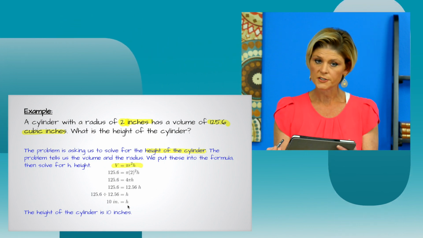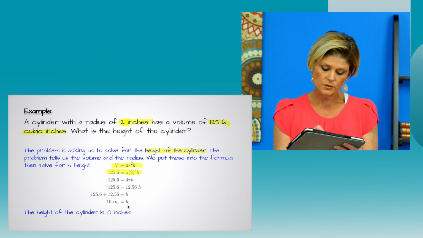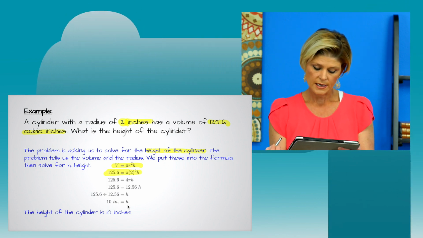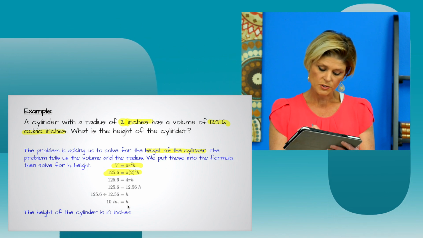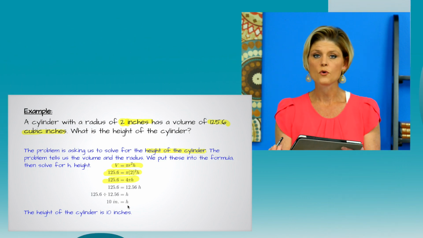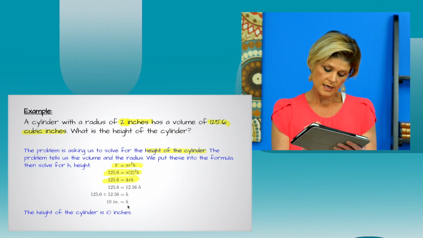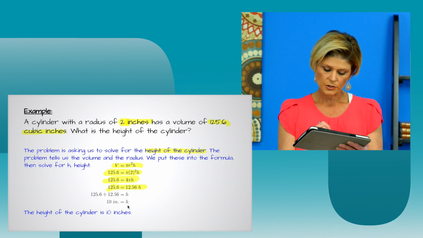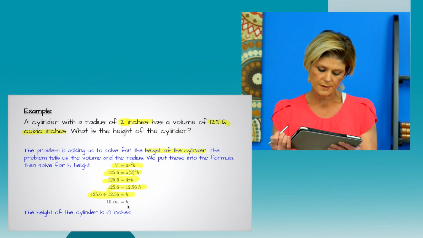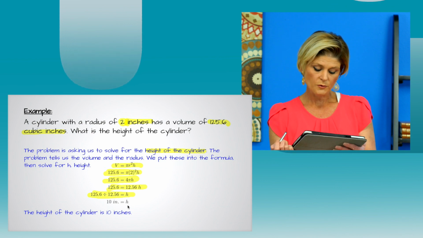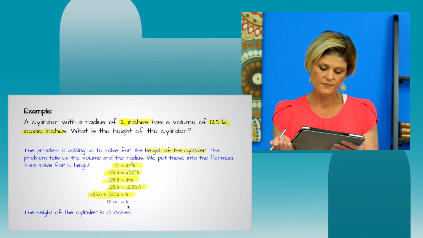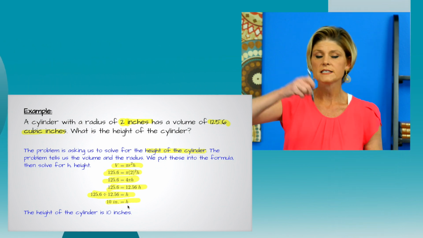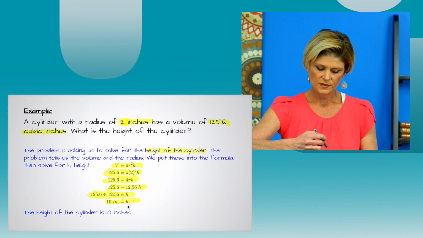V equals pi r squared h. We know the volume, so it's 125.6 equals pi 2 squared and h. And now we have 125.6 equals 4 pi h. And now we have 125.6 equals 12.56 h. We're looking for h, so we're going to divide both sides by 12.56. We get 125.6 divided by 12.56 equals h, which gives us 10 inches. So the height of the cylinder is 10 inches.